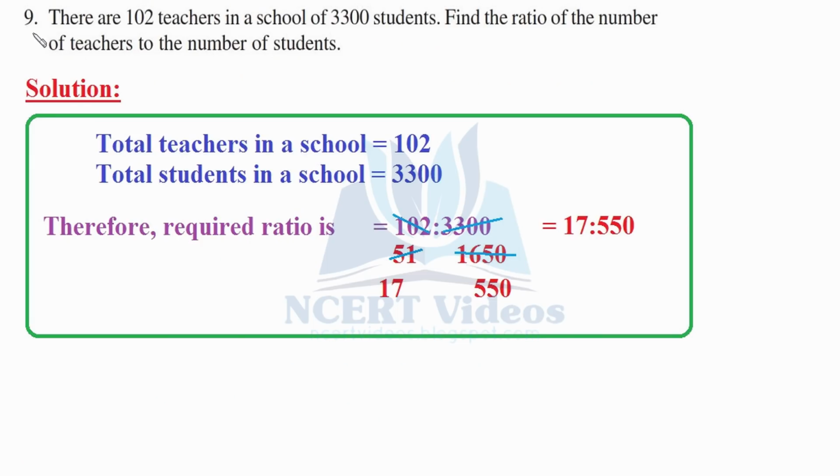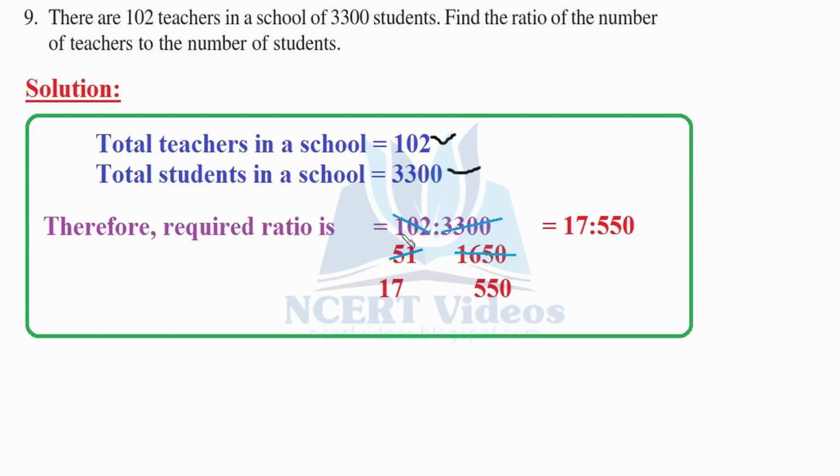Question 9. There are 102 teachers in a school of 3300 students. Find the ratio of the number of teachers to the number of students. So what we have is total teachers in the school are given, 102 teachers, and total students in the school are also given, that is 3300 students. Now we have to find the ratio of the number of teachers to the number of students. While both the values are given, we straight away put the values. That is 102 for teachers and 3300 for students.